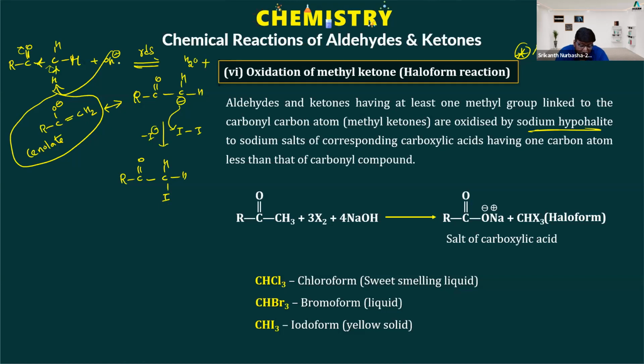Now can I say that with 1 mole of OH minus and 1 mole of I2, the C-H bond on the alpha carbon has been converted to a C-I bond? Yes or no? The C-H bond has been converted to a C-I bond with 1 mole of base and 1 mole of halogen. If I react with 2 more moles of base and 2 more moles of halogen, can I say the remaining 2 C-H bonds can also be replaced by 2 C-I bonds?